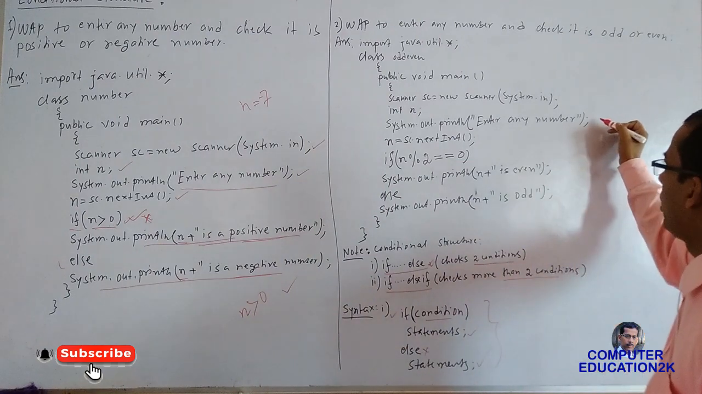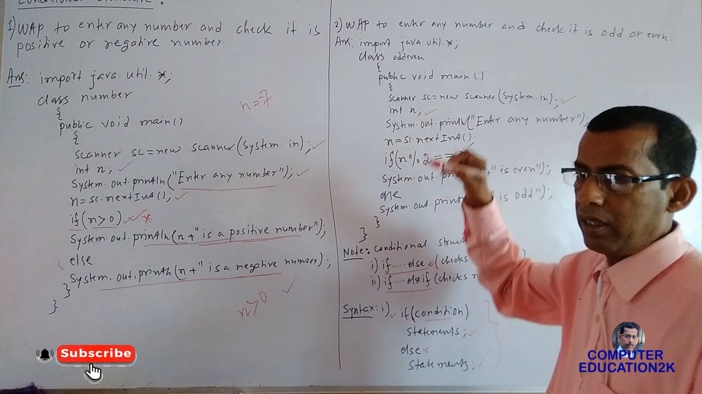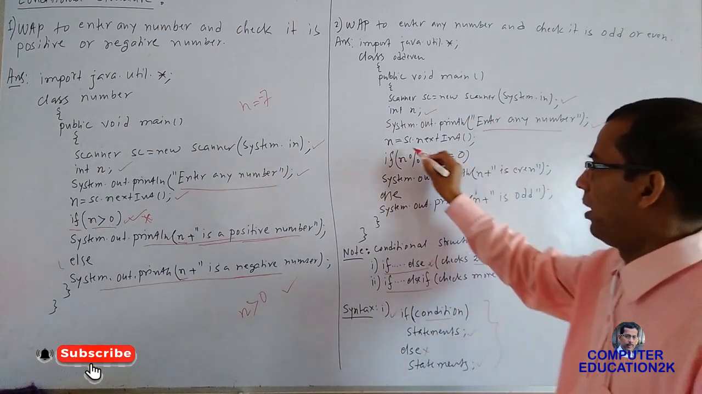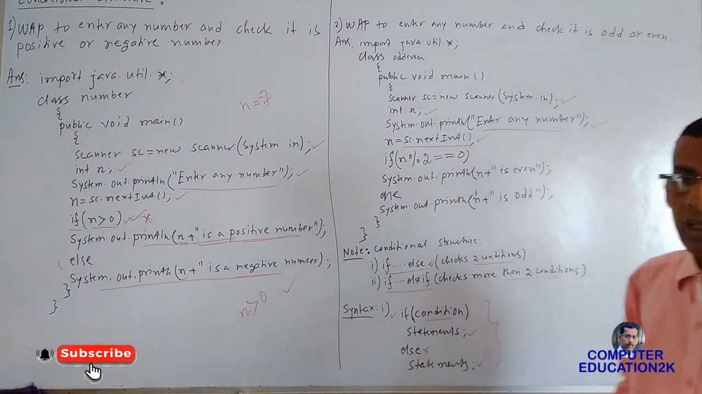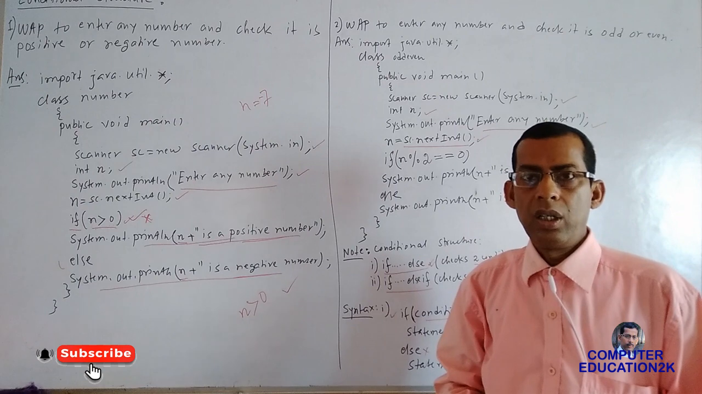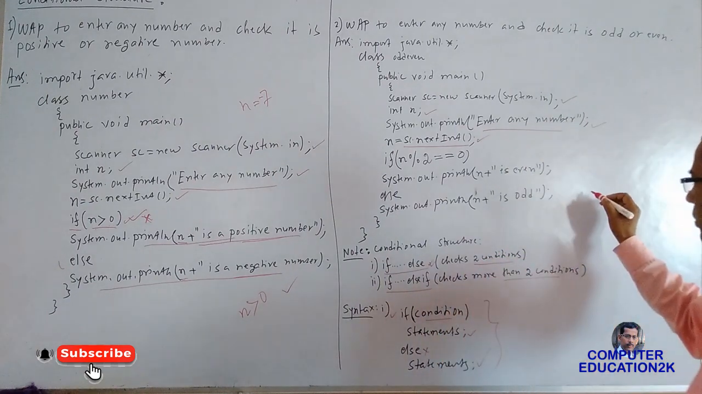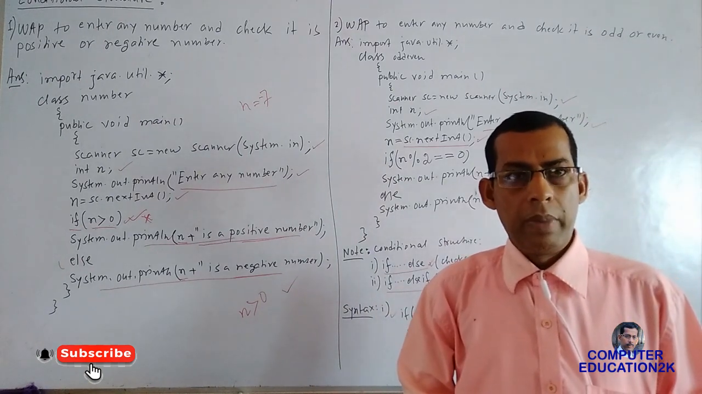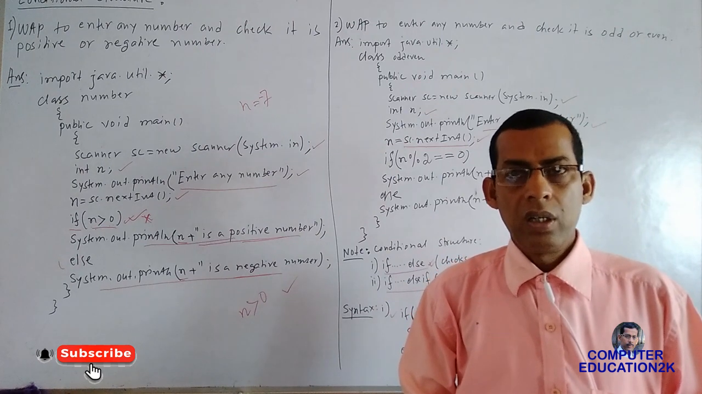So till here all lines remain the same, and then I have taken a variable n for a number, given one message, enter a number, and here I have entered a number in n by this command. Now how to check a number is odd or even? See, if a number is divisible by 2, the number is even, and if the number is not divisible by 2, the number is odd.